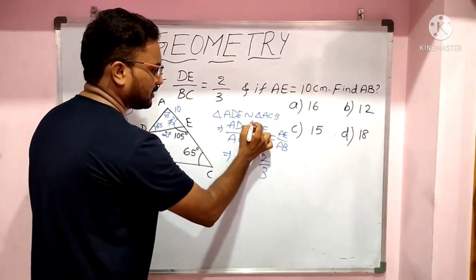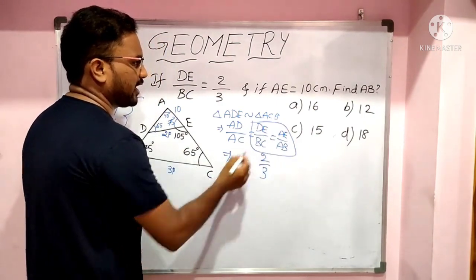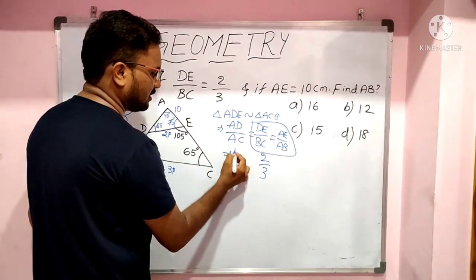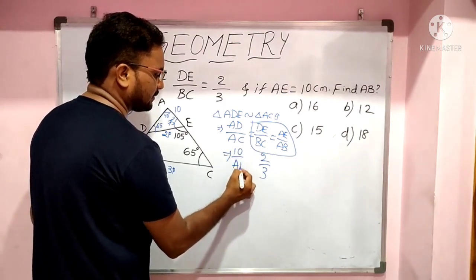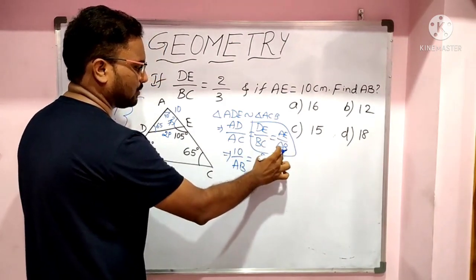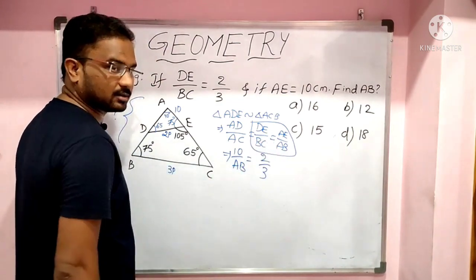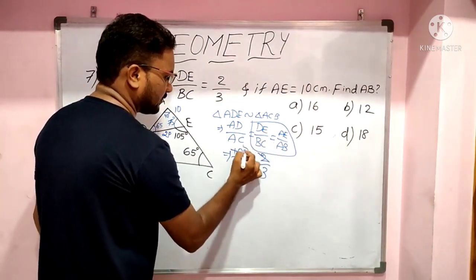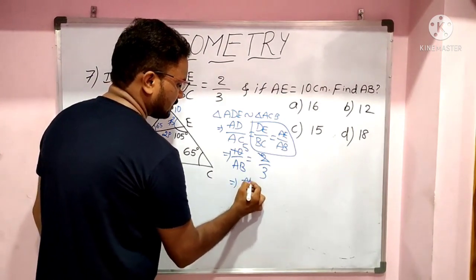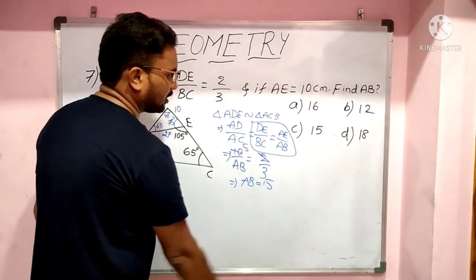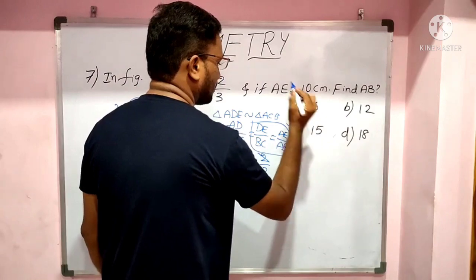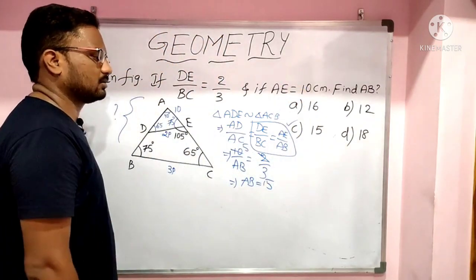If you take these two, the AE value is 10. It is given AE is 10. So 10 by AB equals DE by BC, 2/3. So 2 5s are 10, so the AB value is 15. AB equals 15. Okay, so this is the general way.